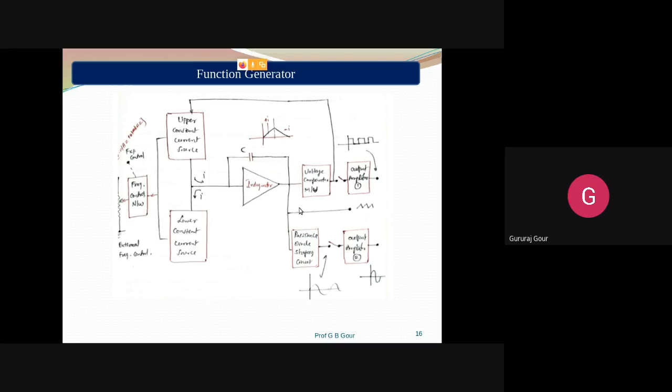Normally the integrator output is going to give us the sawtooth waveform. Through the multivibrator, you will get the square waveform. If you pass the same sawtooth waveform, the output of the integrator, through the resistance diode shaping circuit, this will convert sawtooth to sinusoidal waveform. Then with the help of proper output amplifier and switching circuitry, we are able to get the correct sinusoidal waveform. So this is the function generator.